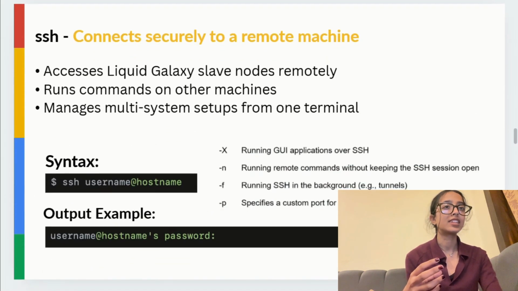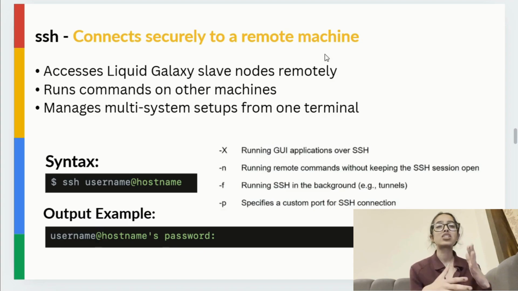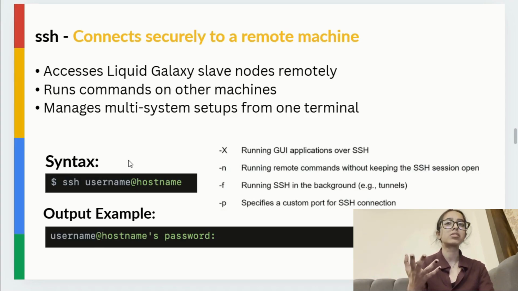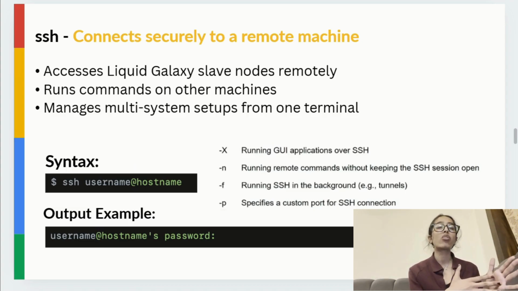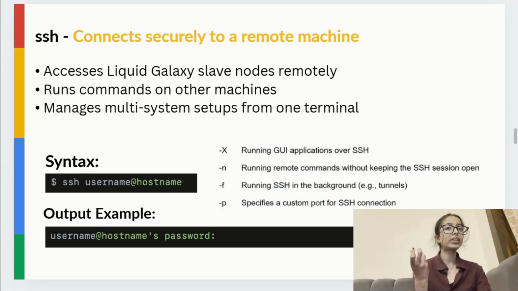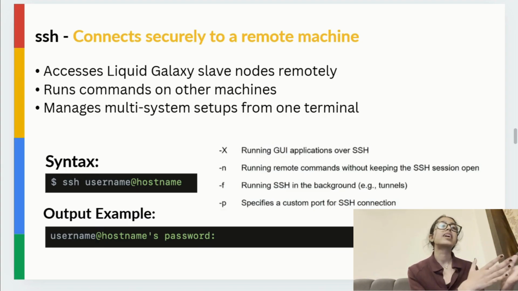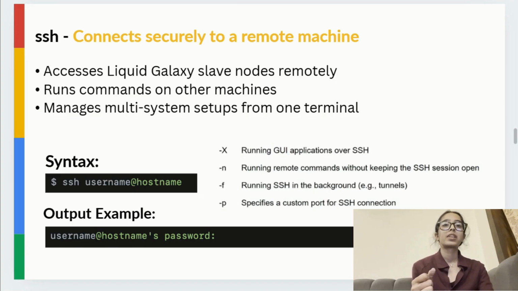Next is our SSH. SSH stands for Secure Shell. It is used to connect to another machine remotely, usually a server, in a very secure way. This is very common when working with cloud machines or distributed systems. Once you're connected using SSH, you can run commands on that remote system as if you were sitting in front of it, like you can just control it. In Liquid Galaxy setups, SSH is used a lot, but for now understanding the concept is enough, I guess.